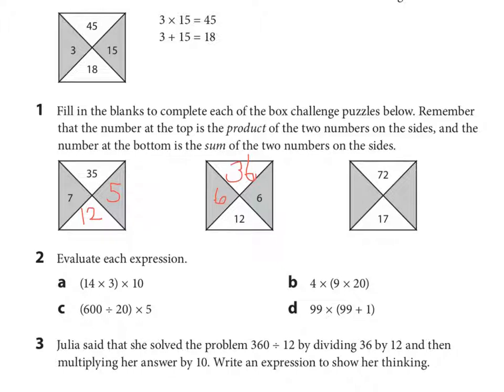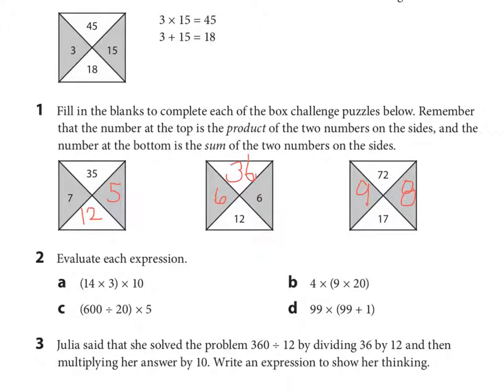Looking at the next one, 72 is the product, 17 is the sum. So what number plus another number equals 17? Well, I have lots of possibilities there. 1 plus 16, 2 plus 15, lots of possibilities there. So really I need to look up at the product. So what two factors do we know equal 72? And the answer is 9 and 8 is correct. 9 times 8 equals 72, and 9 plus 8 equals 17.